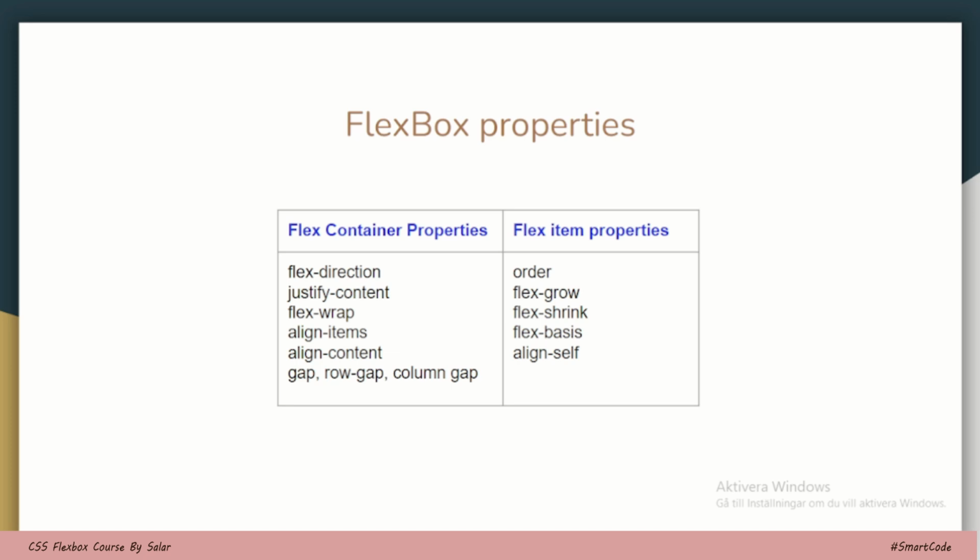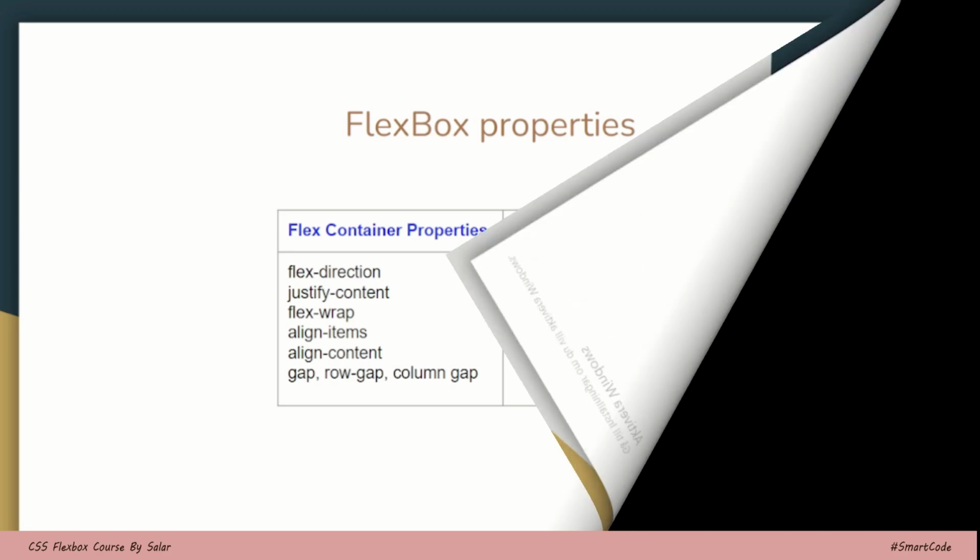And for the items, we have order, flex grow, shrink, basis, and align self. So we are going to cover these properties in the same sequence, or in the same order, that you see here. The timeline of this video is beautifully divided. Check the description for more details. You can simply jump from one property to another by clicking on the details provided in the description.